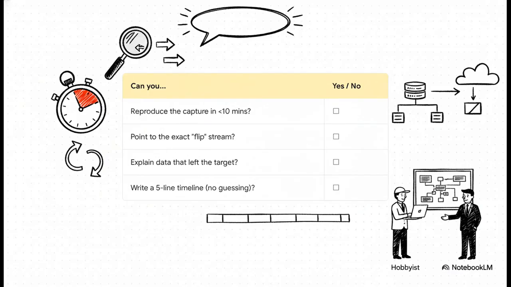This checklist really reframes the whole exercise, doesn't it? Ask yourself these questions. Can you reproduce your findings on demand in under 10 minutes? Can you point to the exact packet where before became after? Can you explain what data moved off that target? This isn't just about getting a shell anymore. It's about being able to explain it with total authority. This is the difference between being a hobbyist and being a professional.